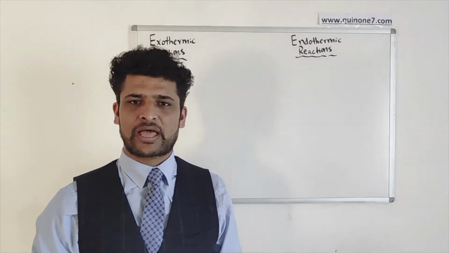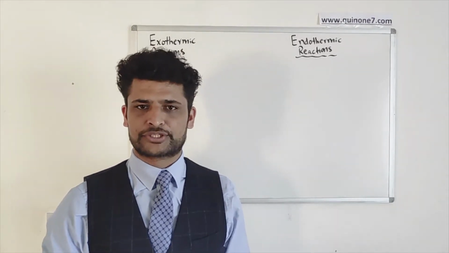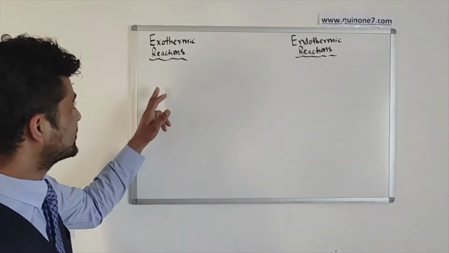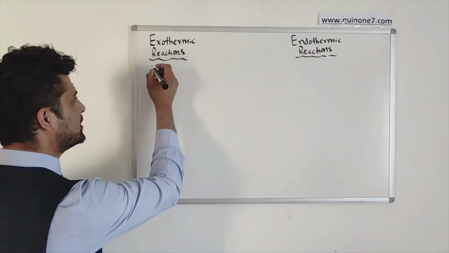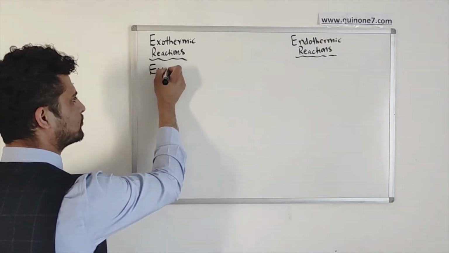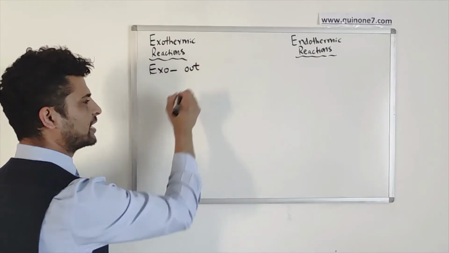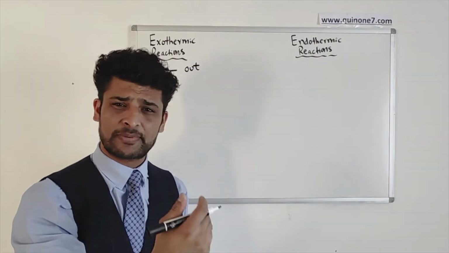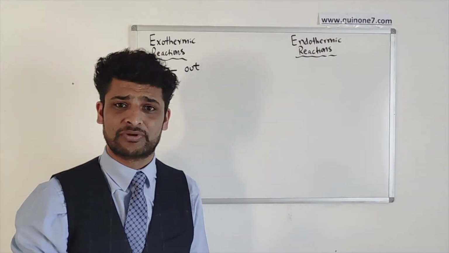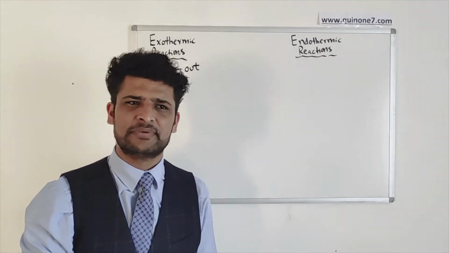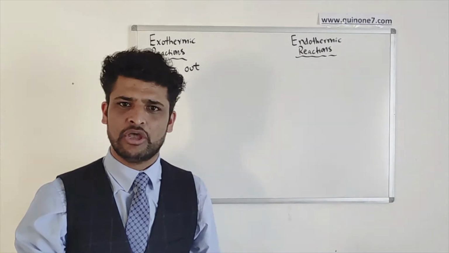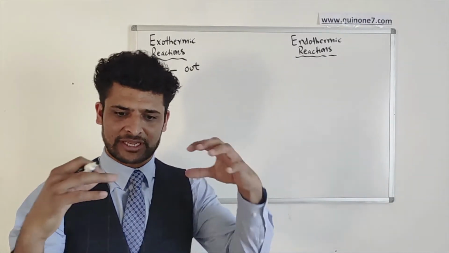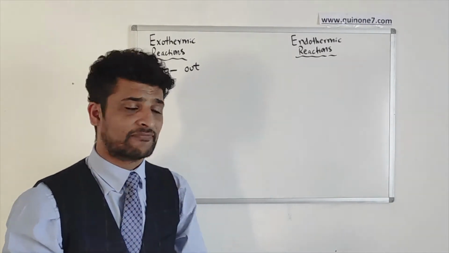Today we're going to look at exothermic and endothermic reactions. We will look at the first, which is exothermic. Exo means out. That means energy is transferred from the system to the surroundings. A lot of people in GCSE get confused when we talk about the system. The system can be a test tube or a container or anything where the reaction is happening. So please do not get confused about that.